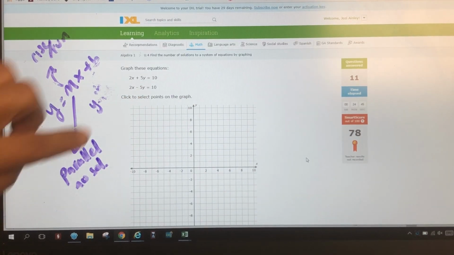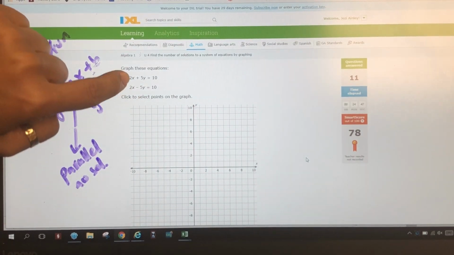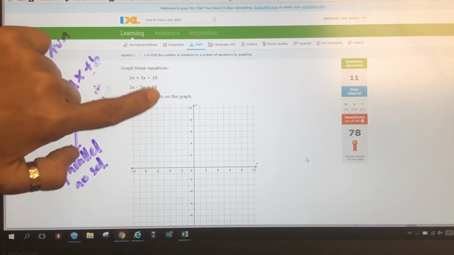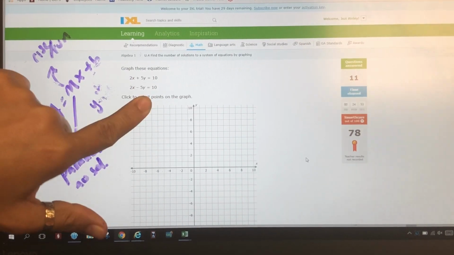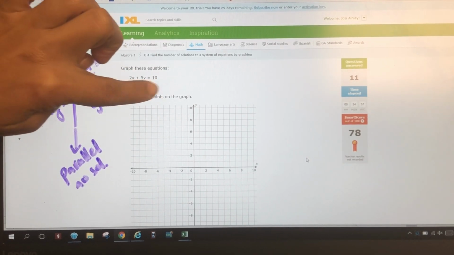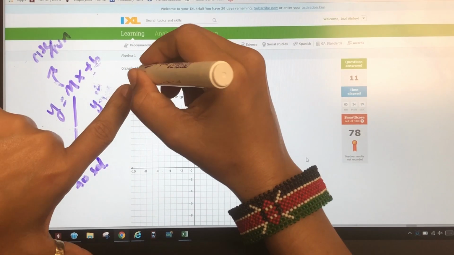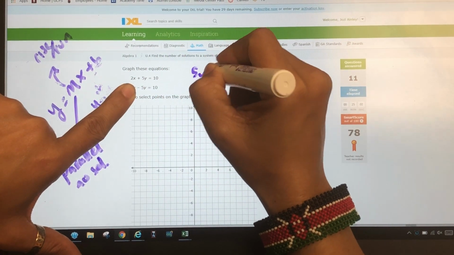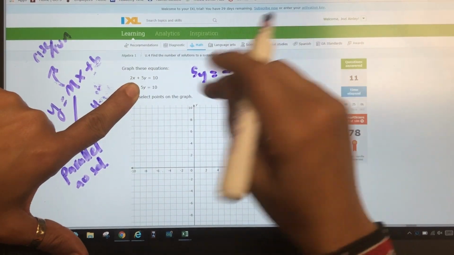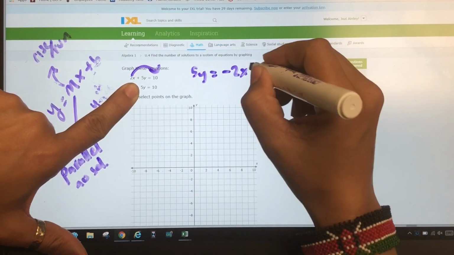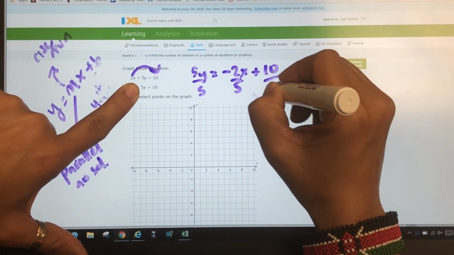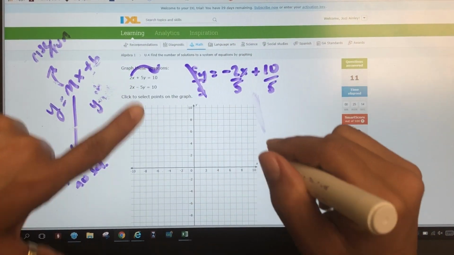And look at this. It's going to be the same thing here. Once you rearrange this, you're going to have the same slope and different y-intercepts. The reason I know that is because I can move this in my head. Let me show you actually. Move the 2x to the other side. It's going to be 5y equals -2x, sorry, plus 10, because I moved this to the other side, right? Divide by 5. So y equals that.